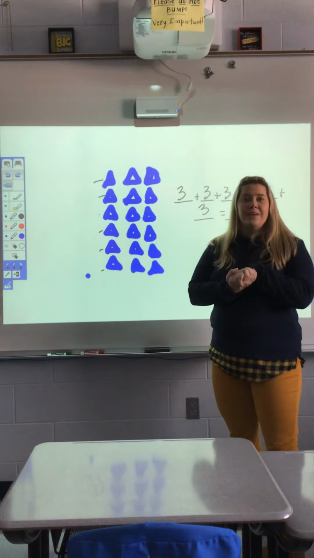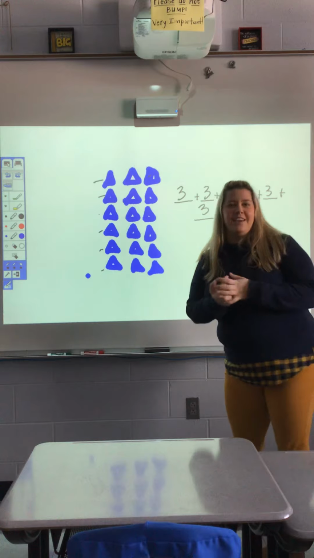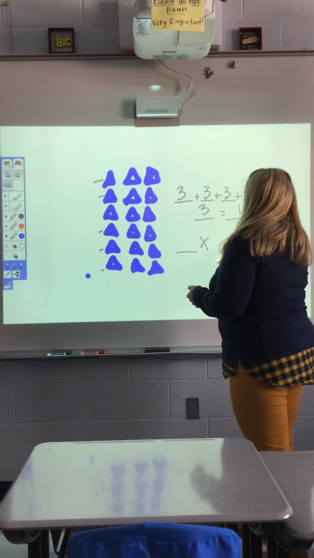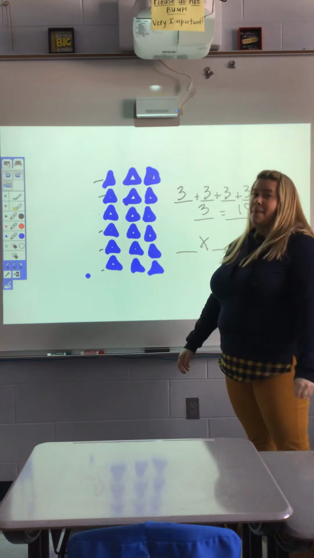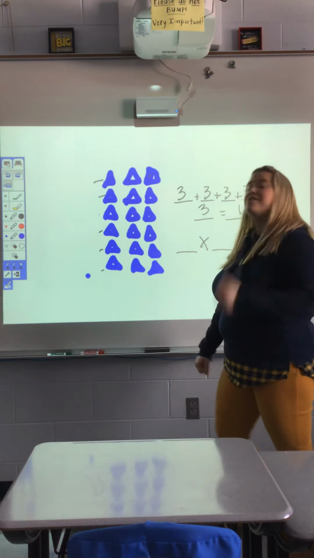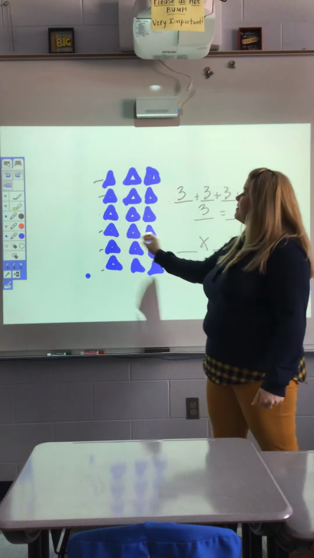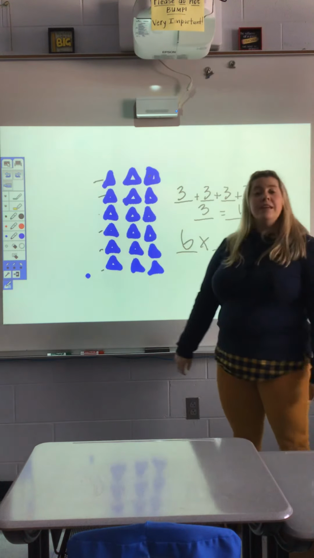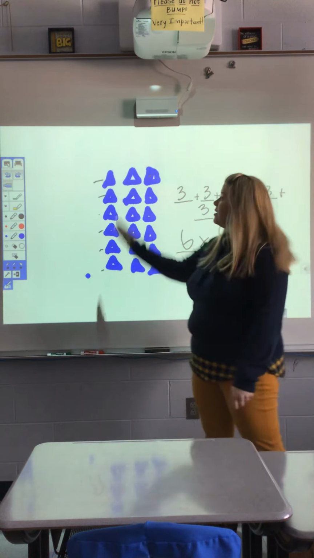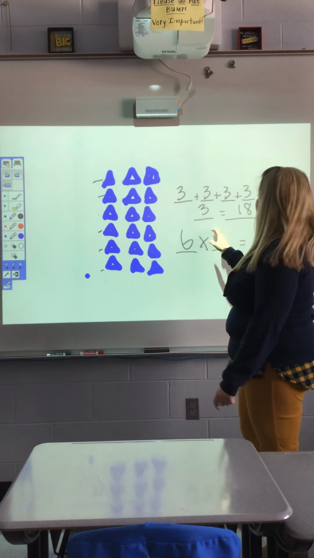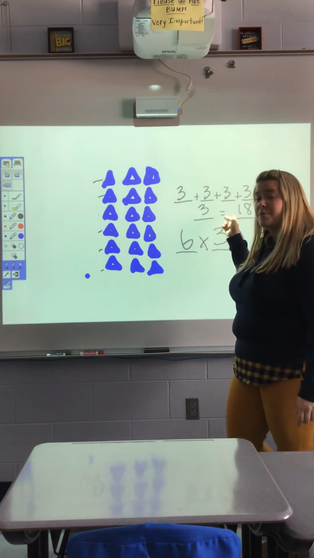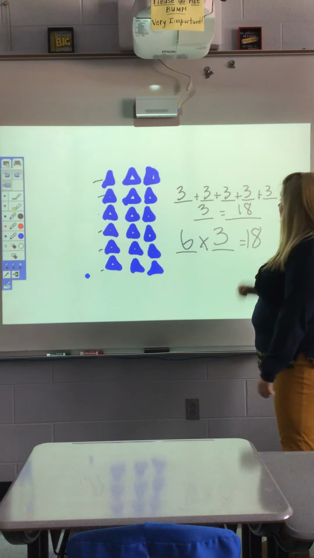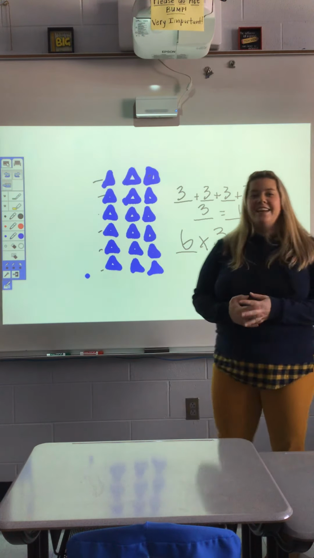What about multiplication? What did your multiplication fact look like? All right, my first blank, what's it gonna be? How many rows do I have? 1, 2, 3, 4, 5, 6. How many are in each row for my second blank? 1, 2, 3. And again, my answer won't change because we already counted for our repeated addition. 6 times 3 equals 18.